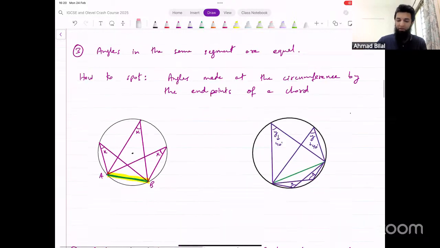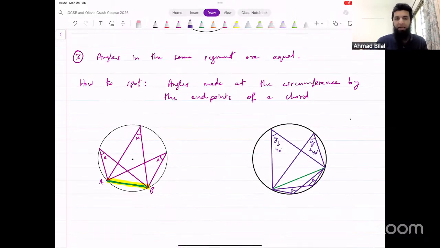Then we talked about this next property where we said angles in the same segment are equal. So if we have a chord like this, and that's making angles in the circumference at different points, for example, these were 3 angles that this particular chord was making, all of those angles are going to be equal to each other. We looked at this property.